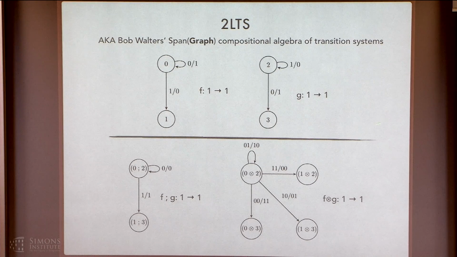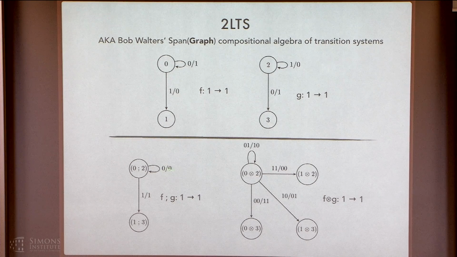So there are two ways. This is a symmetric monoidal category, so I need to tell you how to compose and how to do the tensor product. So I compose, this is the composition of f and g. It's kind of like a product construction, but I need to make sure that I agree on this shared action on the boundary.